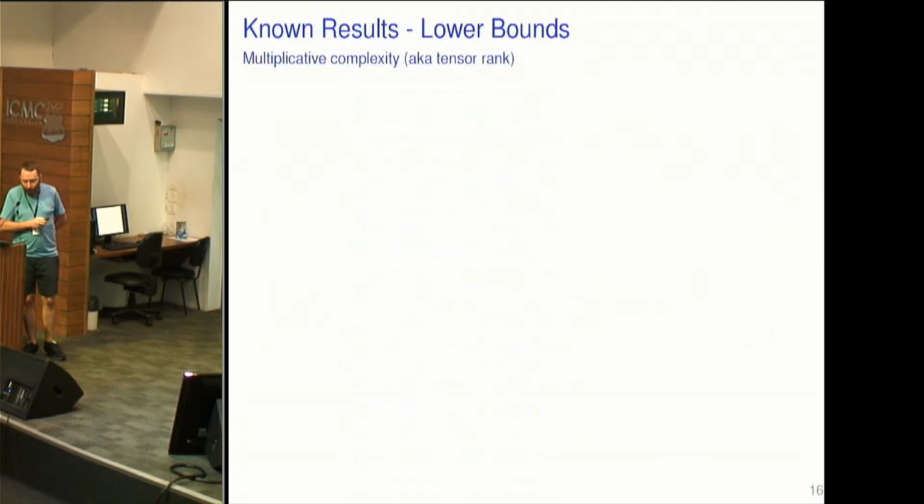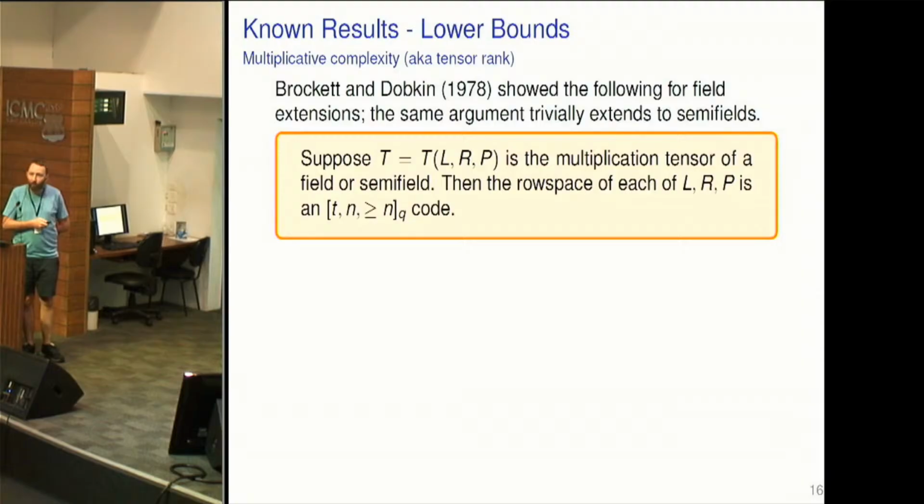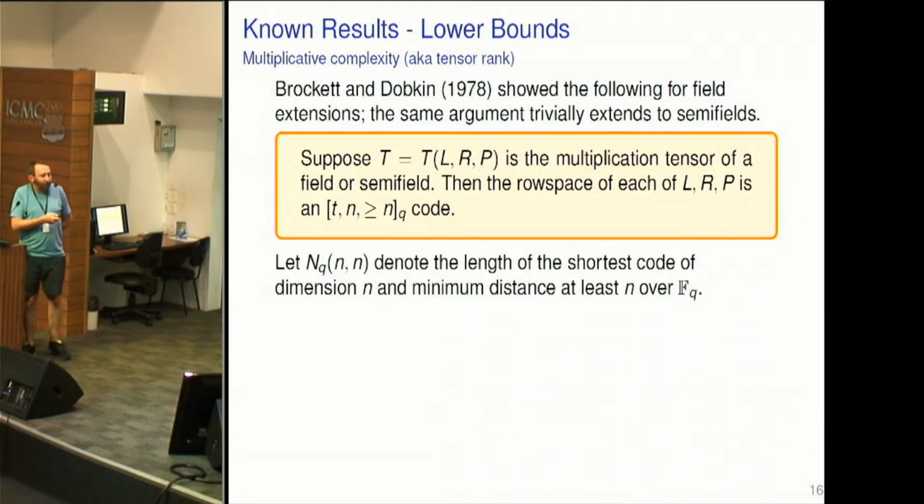So let's just jump to some results. The known bounds go, well, firstly, we can now focus in on the case of fields and semifields. So if we have a tensor decomposition of a field or a semifield, these L or P matrices are all generator matrices for linear codes with a minimum distance at least n. Okay, so it's not too difficult to show that. So at least we could say, well, our question is not just about random L or P matrices, but ones that are coming from good linear codes.